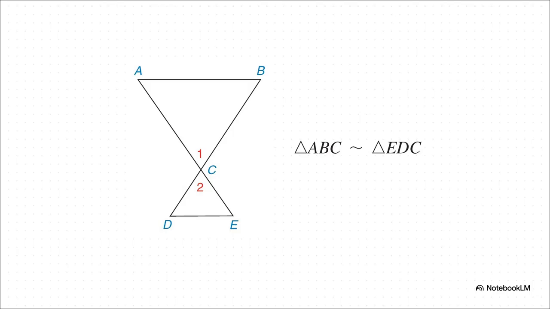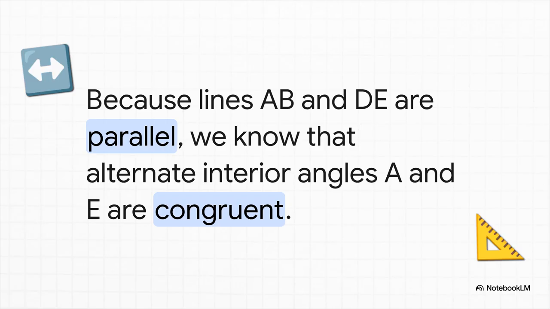Our mission, should we choose to accept it, is to prove that the top triangle, ABC, is similar to the bottom one, EDC. Let's see which shortcut can help us out. So, for step 1, let's use that one clue they gave us, that lines AB and DE are parallel.